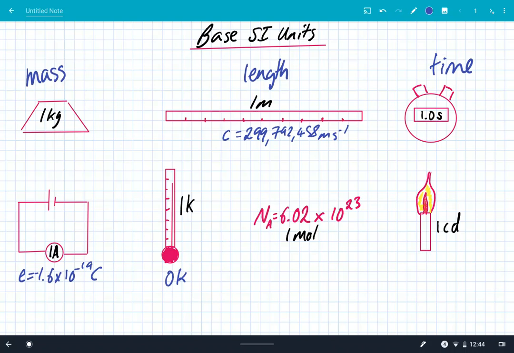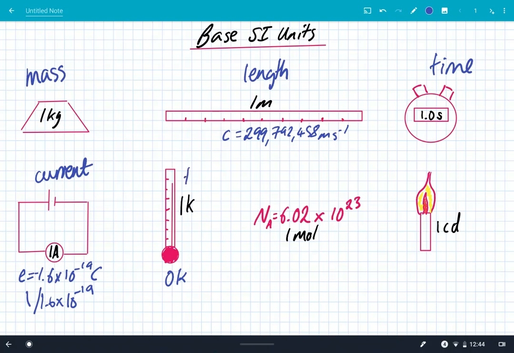The next quantity is that of electrical current, and we measure current using amps. Historically, this was defined as the current required to electrically plate 1.118 milligrams of silver from silver nitrate. But nowadays we use the fact that the elementary charge of an electron is minus 1.6 times 10 to the minus 19 coulombs. If we take 1 coulomb and divide it by 1.6 times 10 to the minus 19, we get a really large number of electrons, and that number of electrons is defined as an amp.